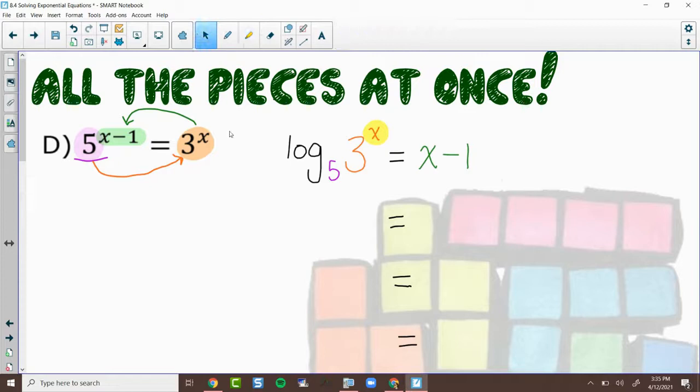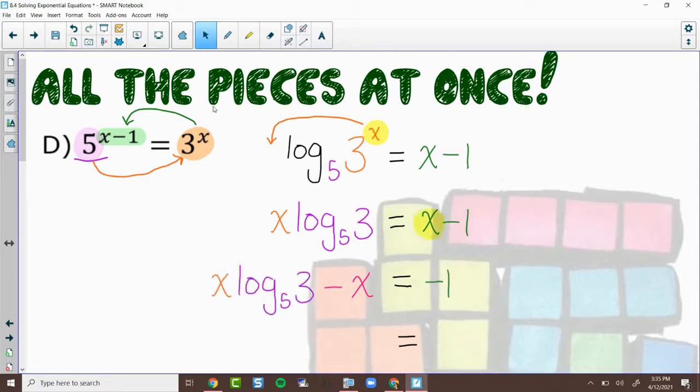So that means I can use my properties and swing that to the front and multiply those by one another. All right, it looks like I have an x on both sides. So let's go ahead and bring all of those x's over to one side. So I'm going to subtract that x on both sides. So I moved that x and brought it on over.